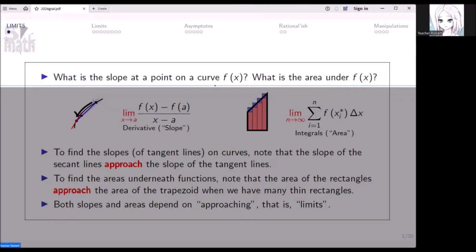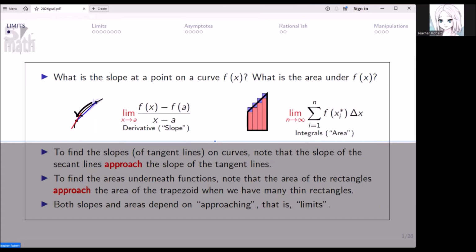What is the slope at a point on a curve f of x? What is the area under f of x? Derivative, slope, integrals, area.